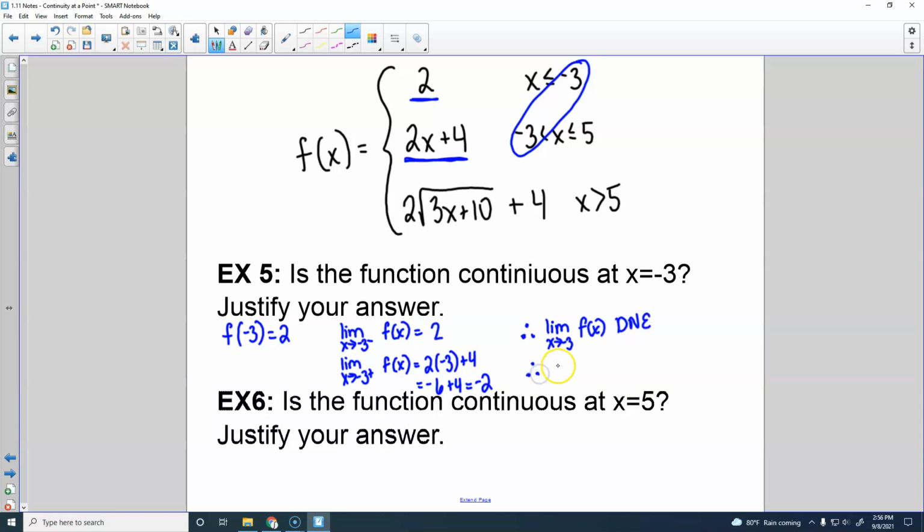Therefore, f is not continuous at x equals -3.